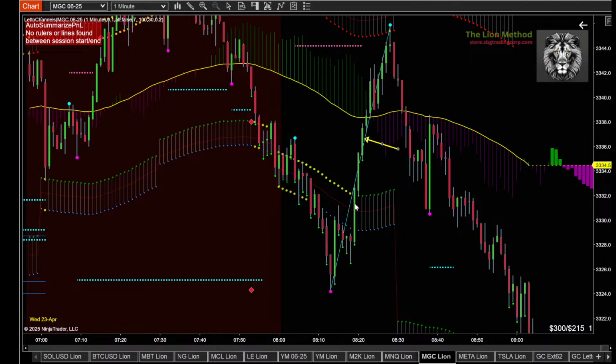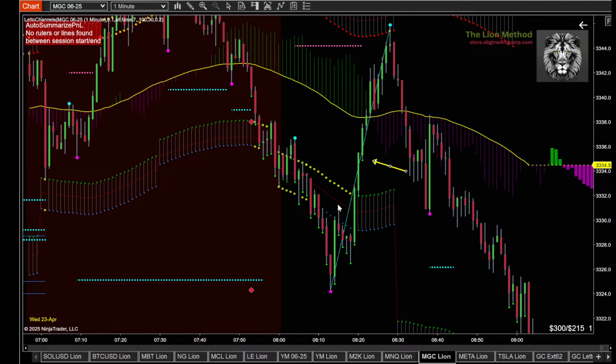This was almost a blue dot entry. If this printed as a blue dot, we would have gone long at that level. And it was really close. The only thing is 1, 2, 3. I'm not sure why it didn't. Maybe it's just a little too volatile. 1, 2, 3.